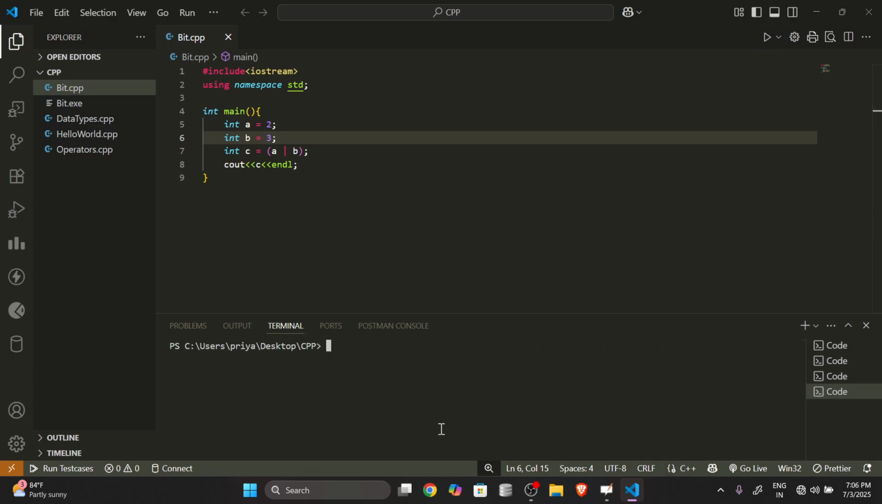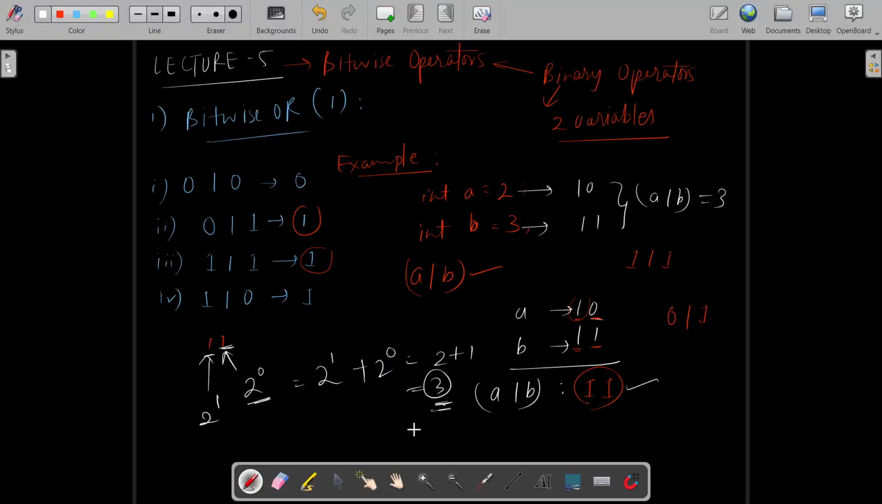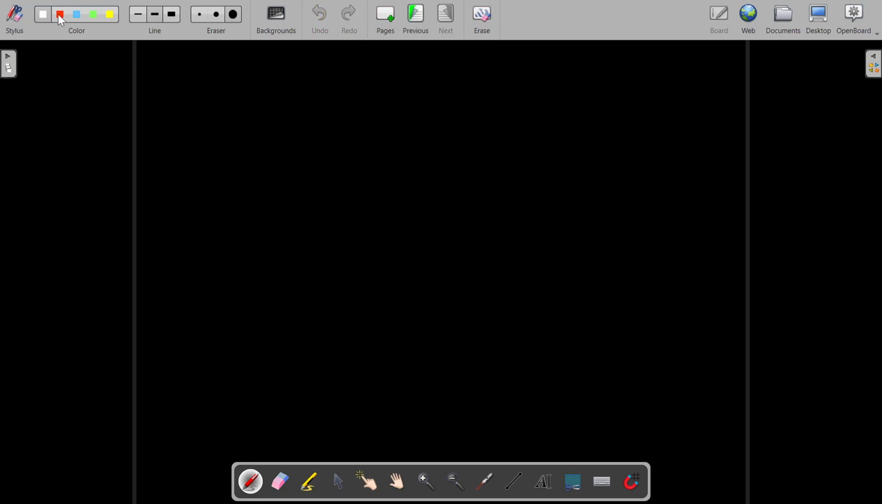Okay, so yeah, let me take you to the screen again. Now let's look at the second bitwise operator. So let me add the page. Okay, so the second bitwise operator will be bitwise AND.